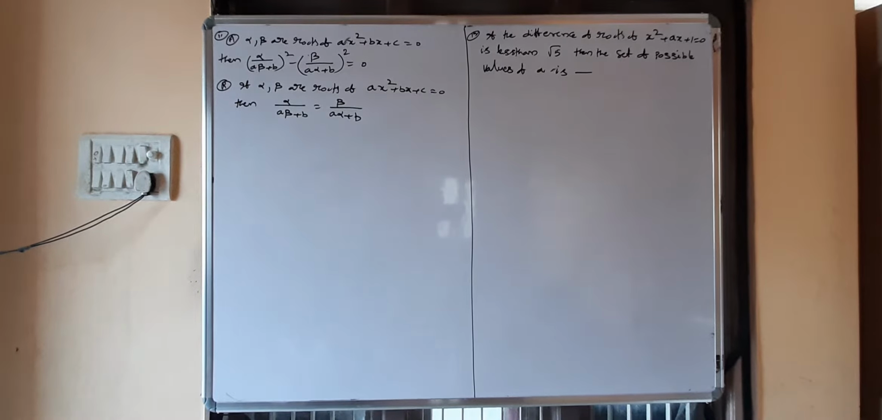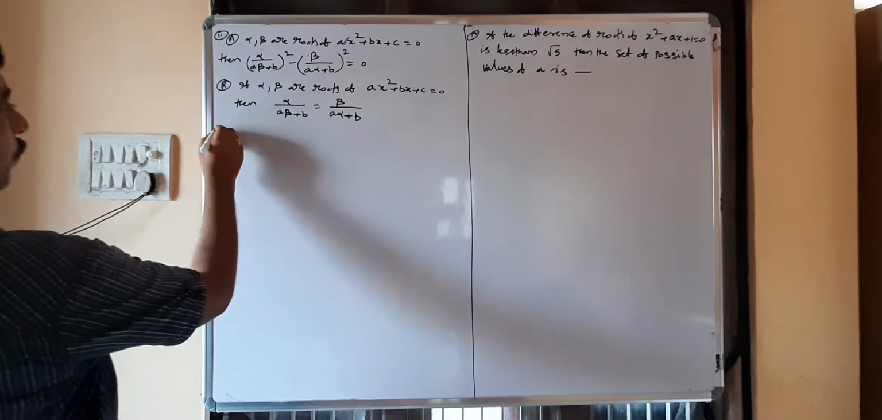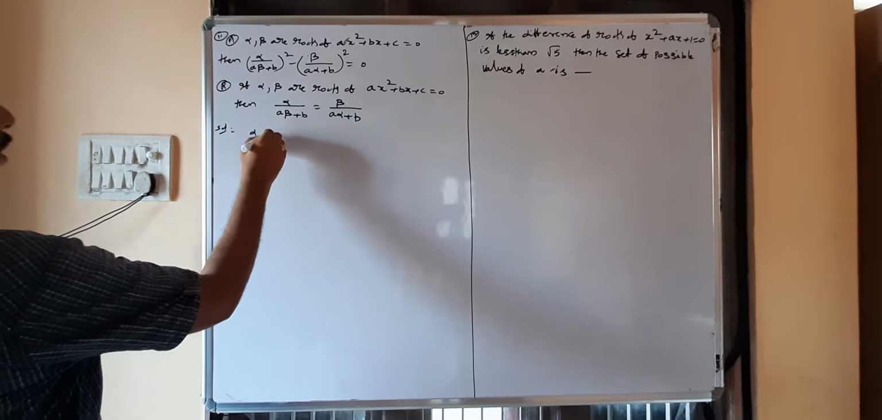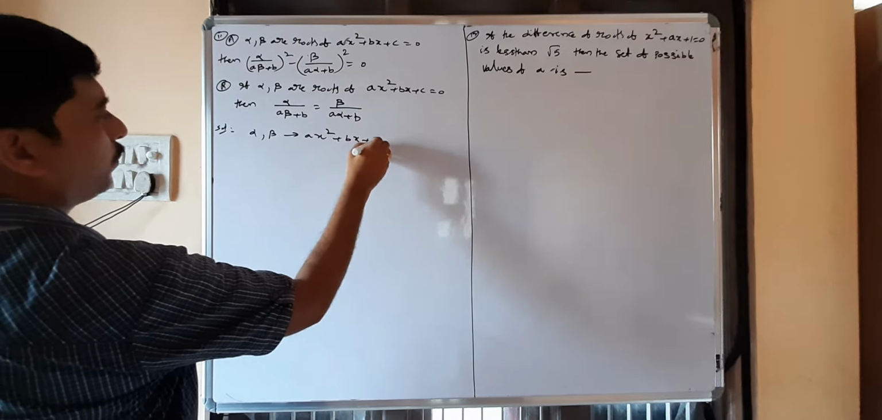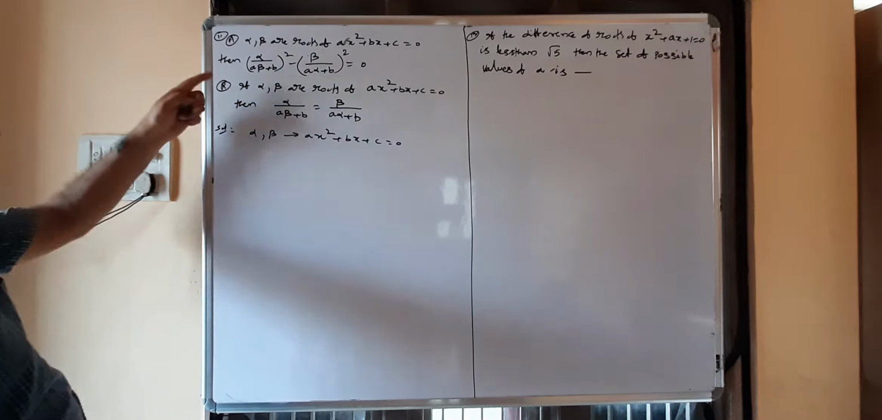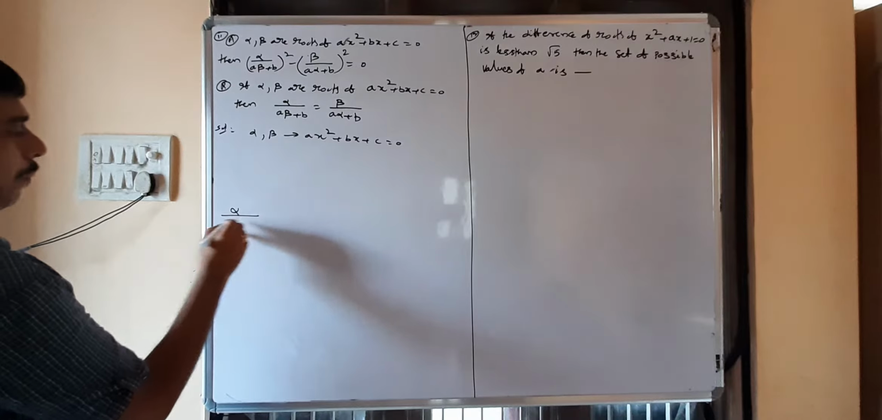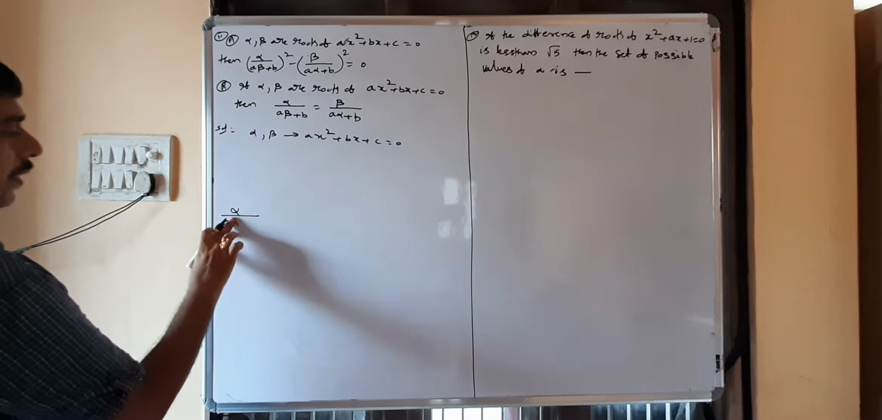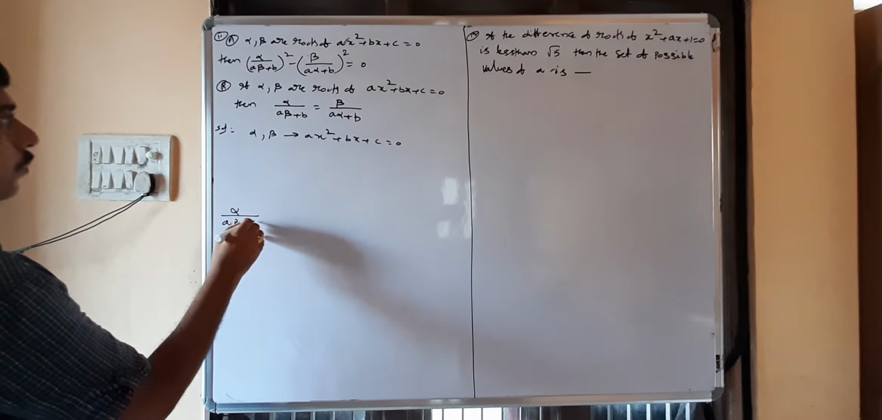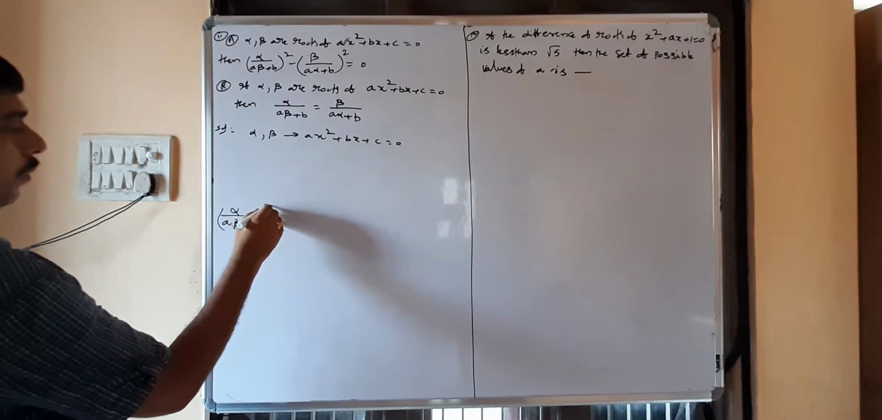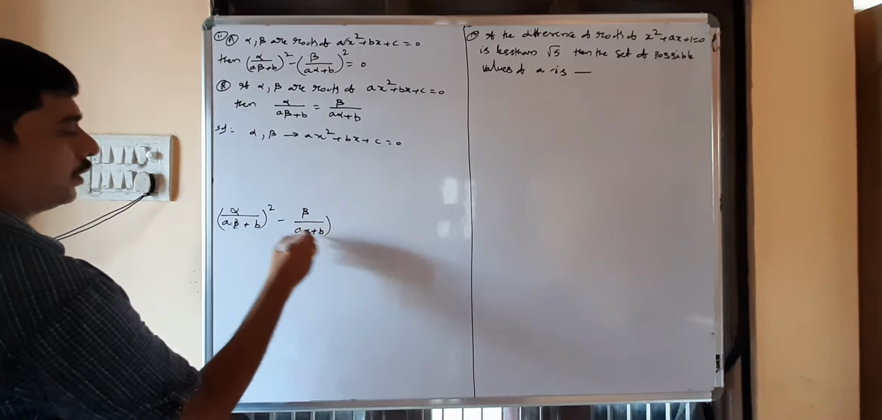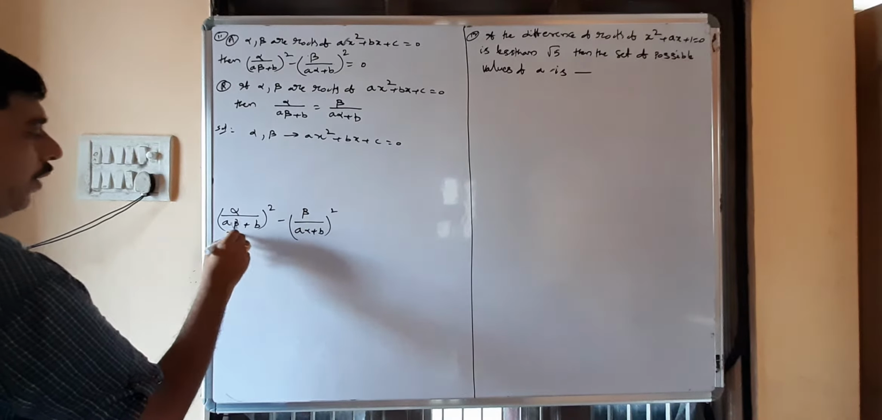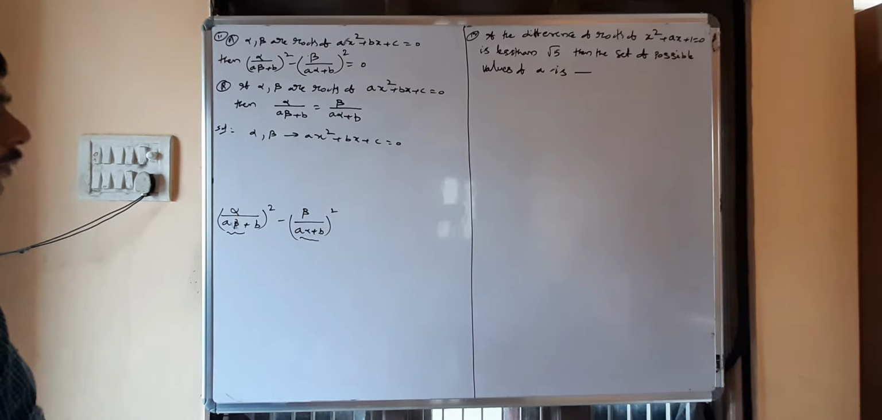Coming to the next question. Same model as the previous problem. Alpha, beta are the roots of ax² + bx + c. They are asked to find alpha by (a beta plus b) whole square minus beta by (a alpha plus b) whole square. So you have to find a alpha plus b and a beta plus b.